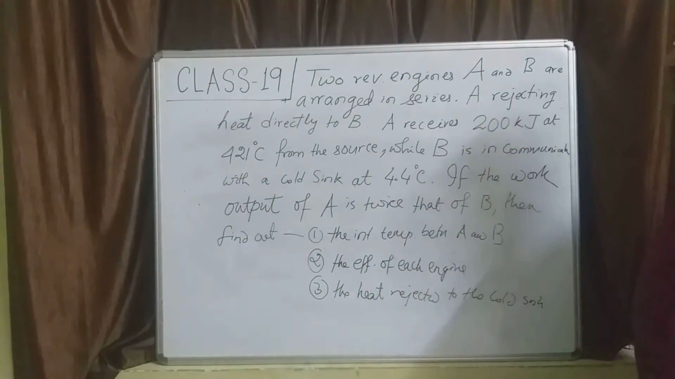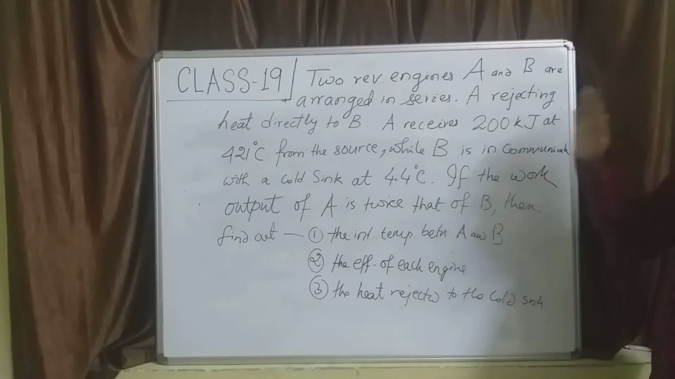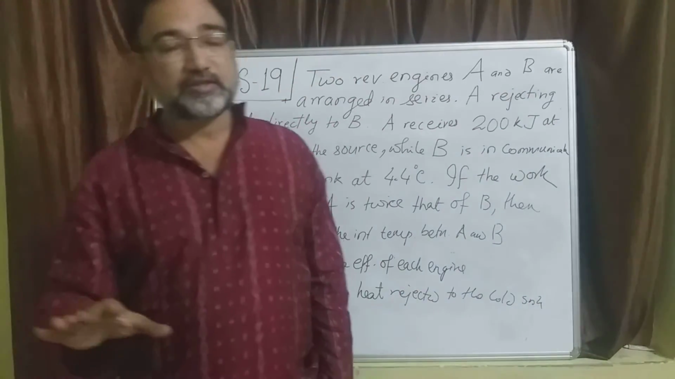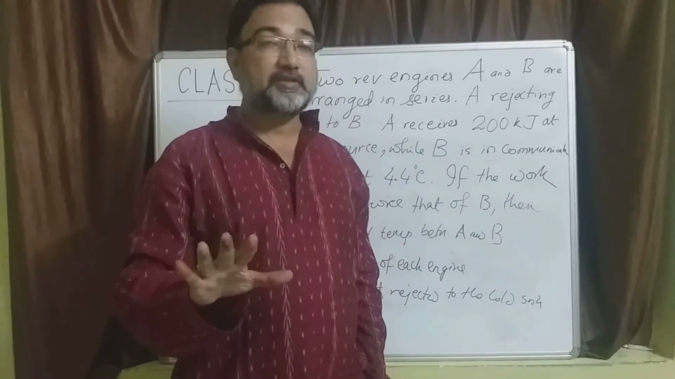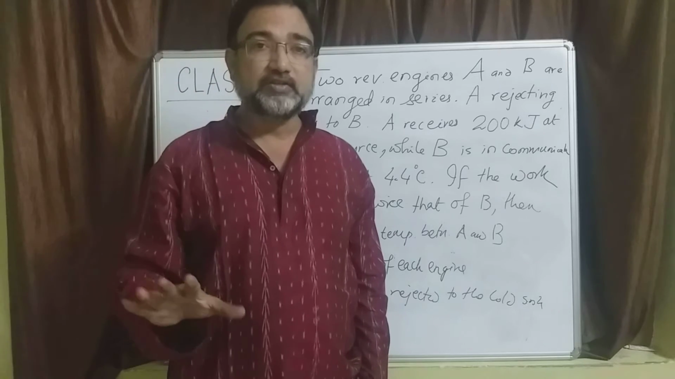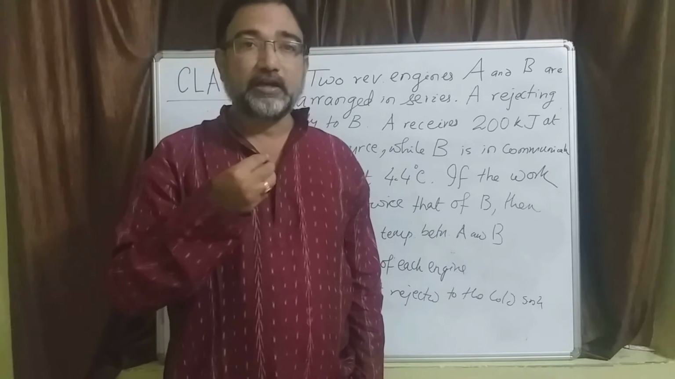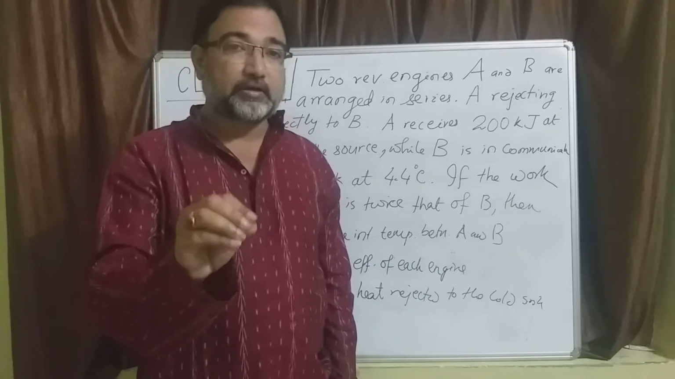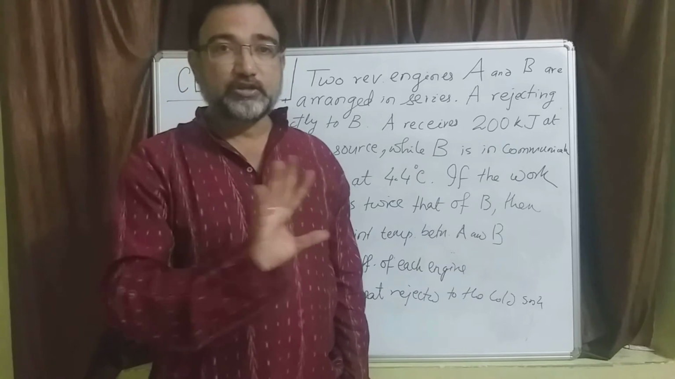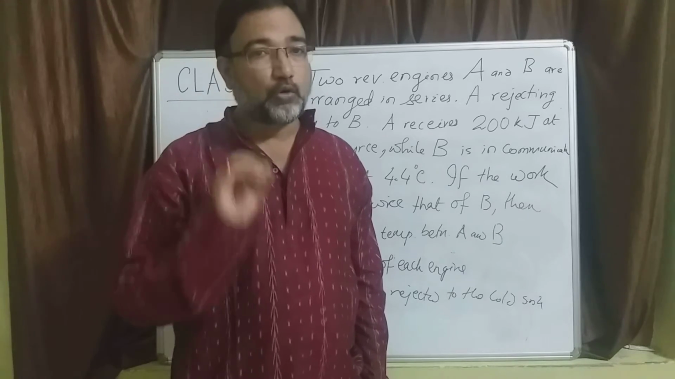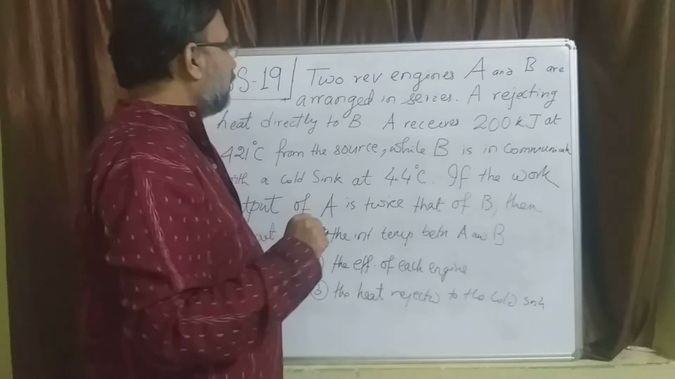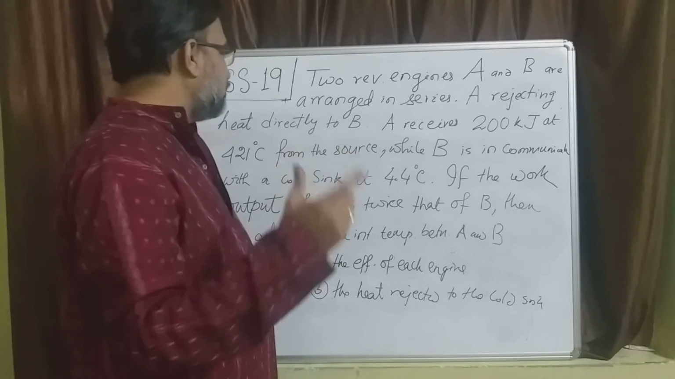Now read it once again. Two reversible engines A and B. That means there are two engines A and B. They are arranged in series, and the most important information is that both A and B are reversible engines. Therefore, they are Carnot engines, and therefore we are at liberty of using the temperature terms if required to find out their efficiency. There is no harm in using temperature terms now because we know that they are reversible engines or Carnot engines. A is rejecting heat directly to B.